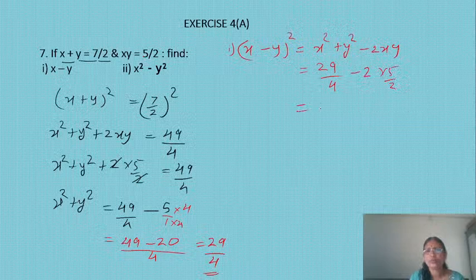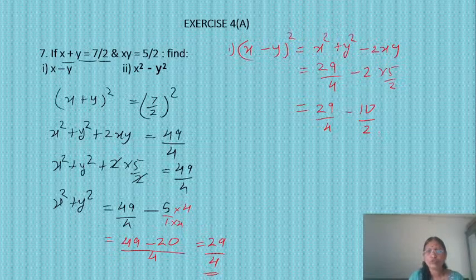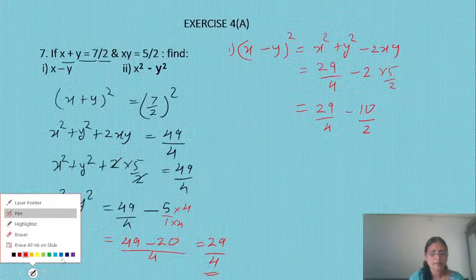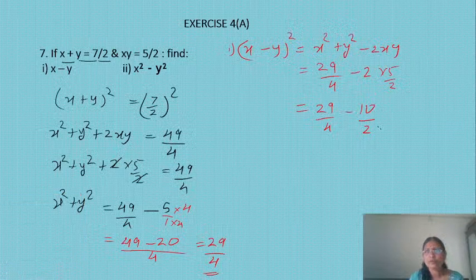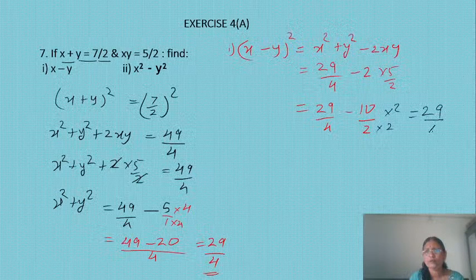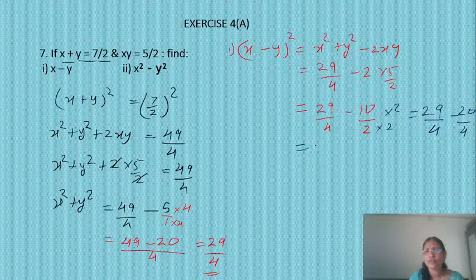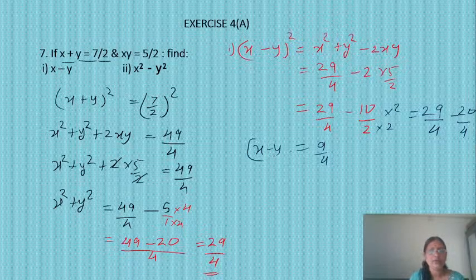So this is going to be 29 by 4 minus 10 upon 2. The LCM is going to be 4. So we multiply this fraction by 2 over here. So multiplying by 2, we get 29 upon 4 minus 20 upon 4. Subtract, 29 minus 20 is going to be 9 upon 4. So we got (x minus y) square is equal to 9 by 4.